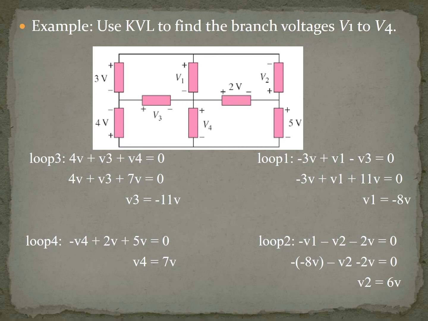Then lastly, do the equation at loop 2: negative V1 minus V2 minus 2 volt equal to 0. Applying the value of V1, we will get V2 equal to 6 volt.